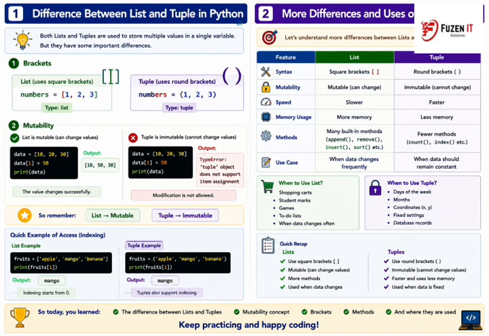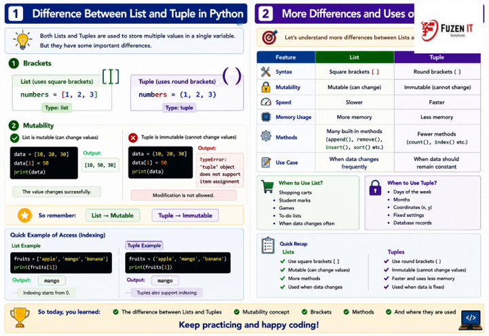Another important point: lists have many methods like append, remove, insert, and sort. Tuples have fewer methods because they are immutable. Quick recap: lists use square brackets, are mutable, and have more methods that can change values. And tuples use round brackets, are immutable, faster, and have fixed values.